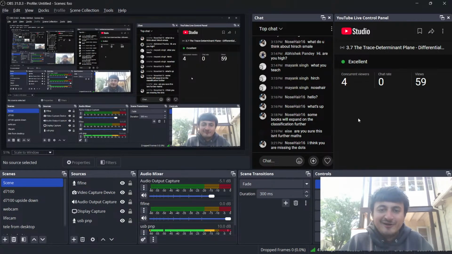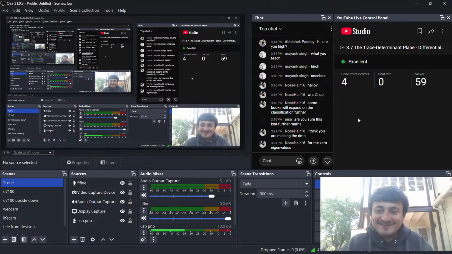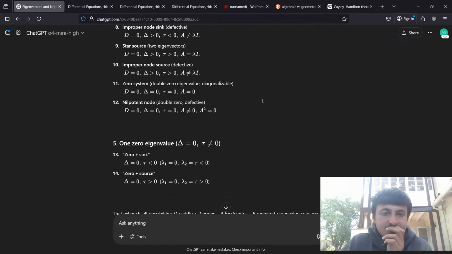Bro, what the fuck is further maths? I think you're missing the dots for the 0 eigenvalues.